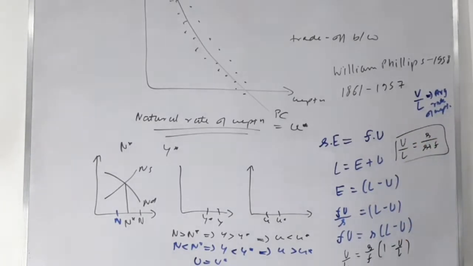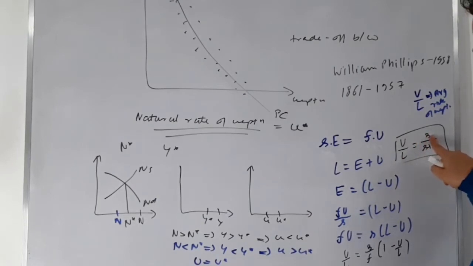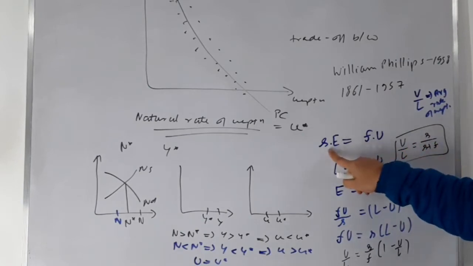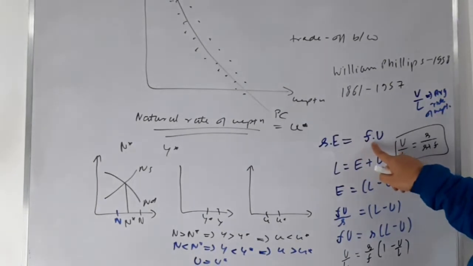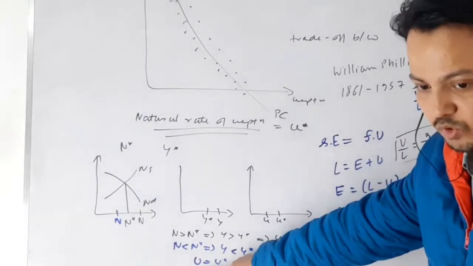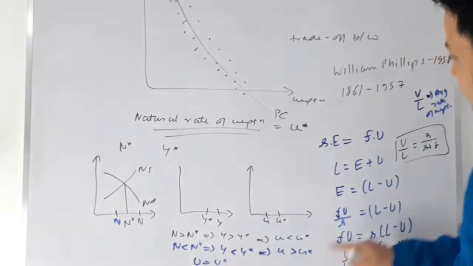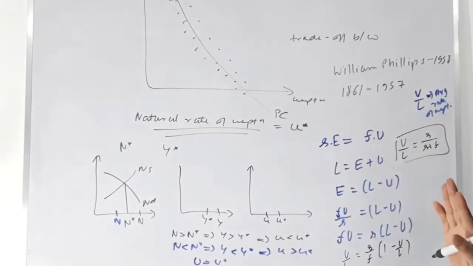So your average rate of unemployment depends on, what is this? This is the rate of job separation, this is the rate of job finding, and I have just shown you that the fraction of people losing a job equals the fraction of people getting a job. If these two are equal, that means you have a steady rate of unemployment. So when these two things are constant, the economy has a natural rate of unemployment.